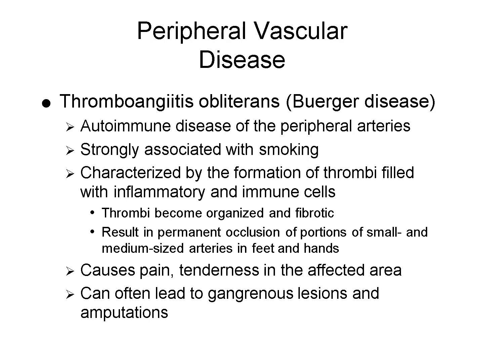Thromboangiitis obliterans, or Buerger disease, is an autoimmune disease affecting small and medium-sized peripheral arteries. It is strongly associated with smoking and results in thrombus formation with inflammatory and immune cell infiltration. Over time, it can cause gangrene, leading to the need for amputations. Early smoking cessation is critical for prevention.